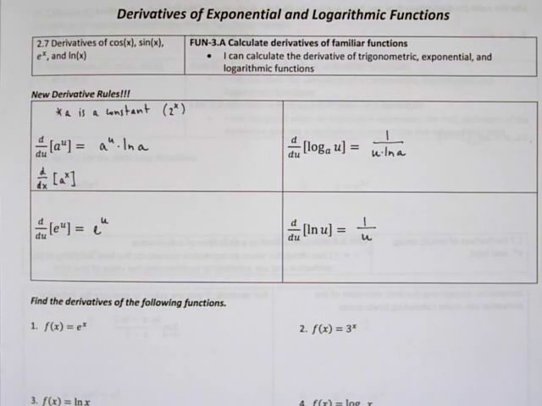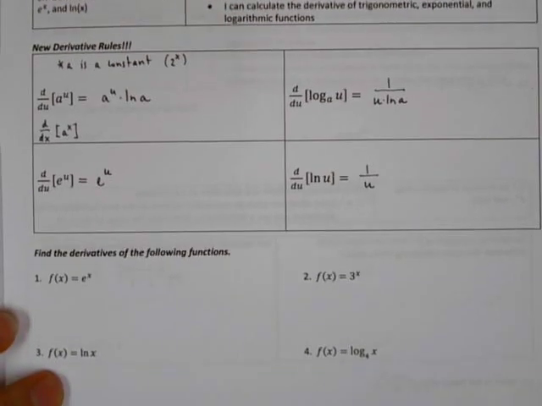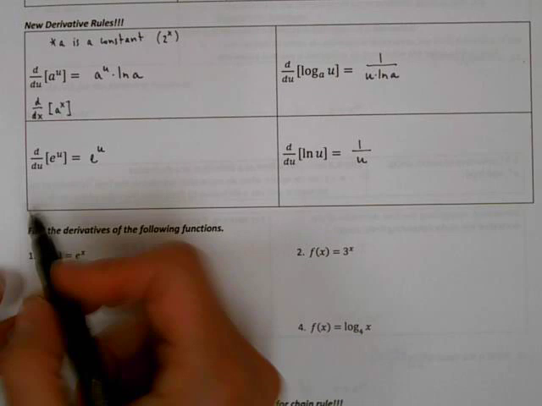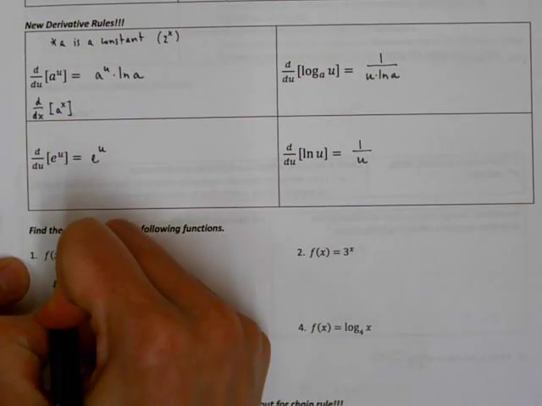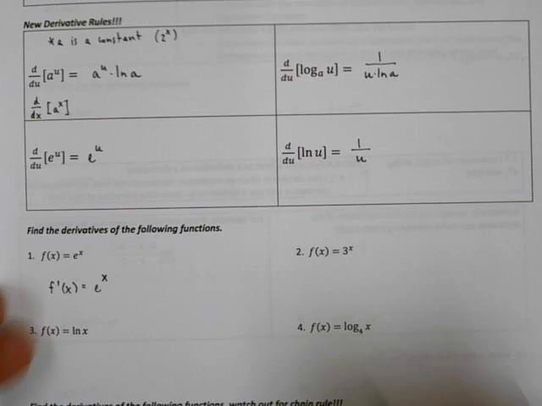So again, those are 4 rules that you're just going to have memorized. So let's go ahead and look at some examples. So for number 1 through 4 here, we're finding the derivatives of the following functions. So for my first one, f of x is e to the x. This one's nice and easy. My derivative f prime of x is also just e to the x.